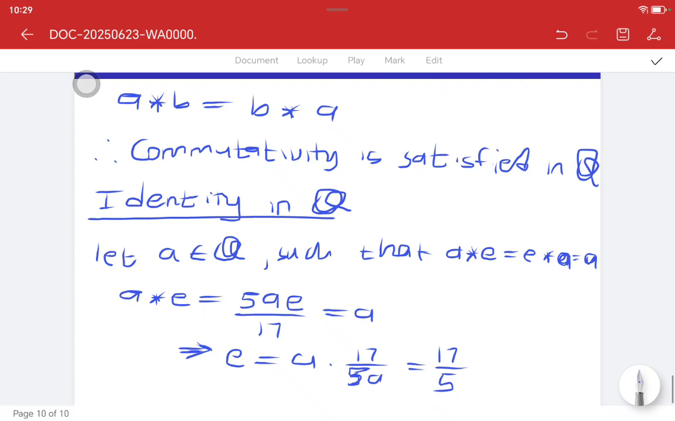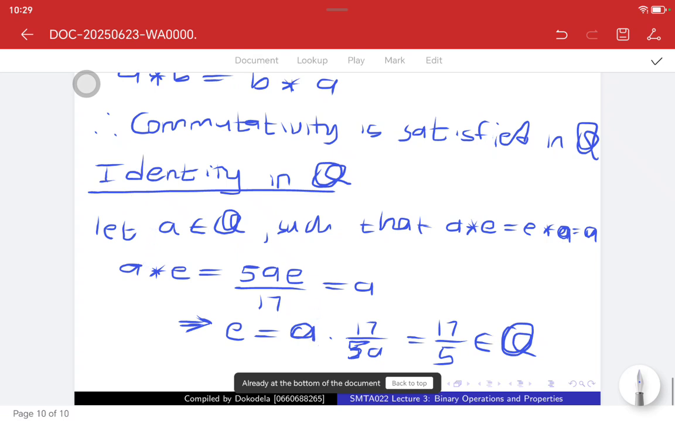So is 17 over 5 an element of the rational numbers? Is this an element? Yes. So this will be an element of the rational numbers.